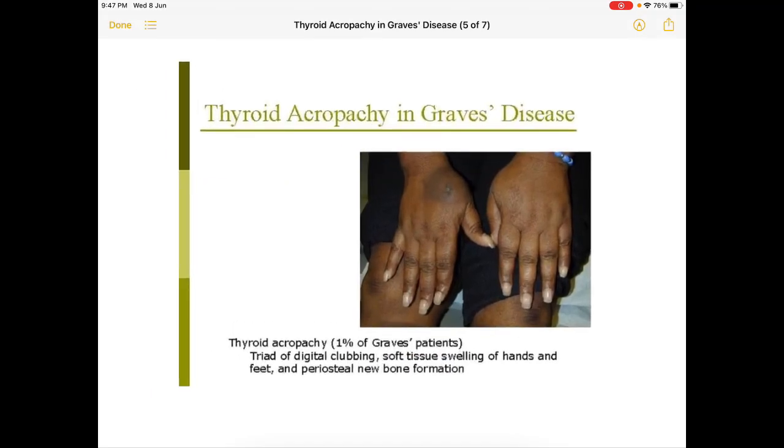So this thyroid acropathy is present in Graves' disease, about 1%. Remember there is a triad, that means 3 symptoms in acropathy: digital clubbing, soft tissue swelling of hands and feet, and periosteal new bone formation. A question might come, which of the following is under the triad of thyroid acropathy? Remember, these are 3 symptoms.